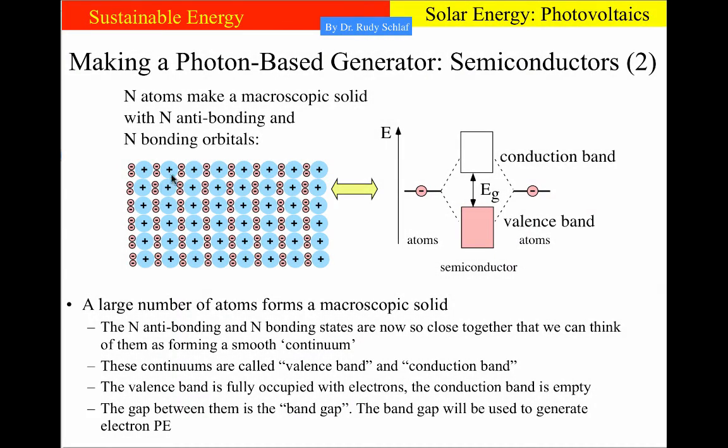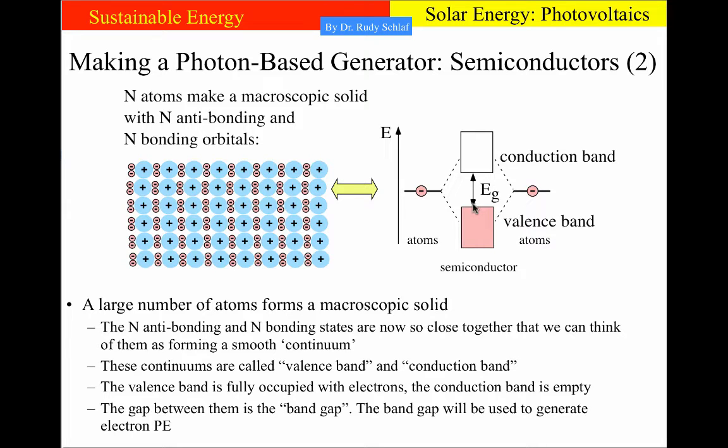As I said, if we put many atoms together, make a solid state body out of them, then we get a whole bunch of bonding energy levels and anti-bonding energy levels. And in a macroscopic chunk of semiconductor, we call the bunch of anti-bonding levels the conduction band, and the bunch of bonding levels the valence band. So individual states became a band of states. So in the following, we'll just show these boxes representing these bunches of low energy and high energy states.